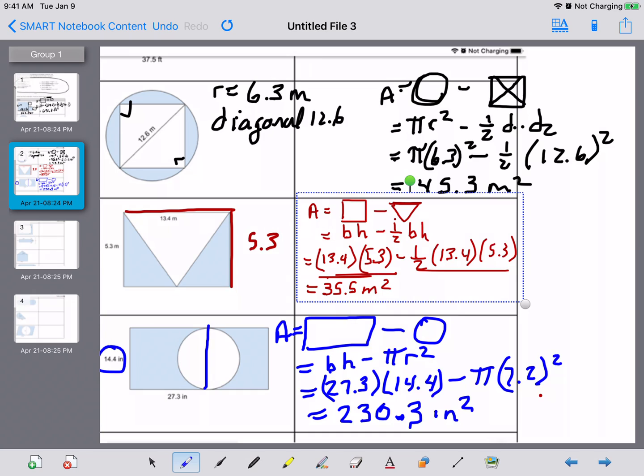Now let's go on to our next set of three. We'll stop it here. So this is the first half of our composite shapes area review.